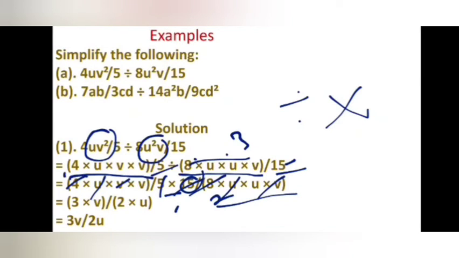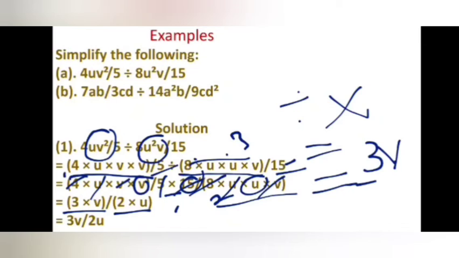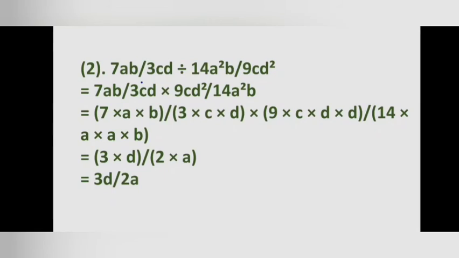So when you do the cancelling, you're going to have 3 times v left. You can see I didn't touch this v, as there is nothing to cancel it with. Then I didn't touch this u, as there is nothing to cancel it with. So you are left with 3 times v as the numerator over 2 times u. Nothing to cancel, no like terms again. So your answer at the end becomes 3v over 2u.